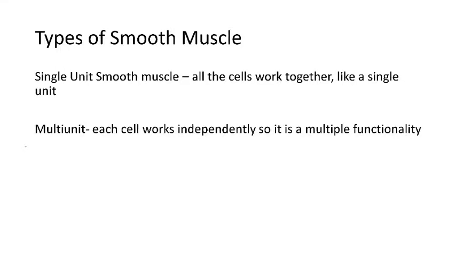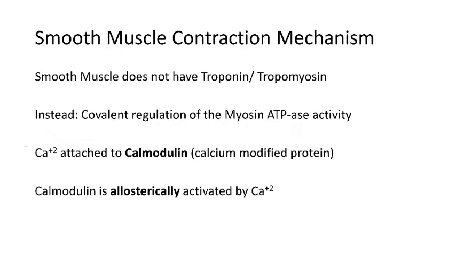And we have two types. We have single unit smooth muscle, where all the cells work together like a single unit, and we have multi-unit, where the cells work independently. So we will come back to those, but those are the types. Let's talk about smooth muscle contraction mechanism.